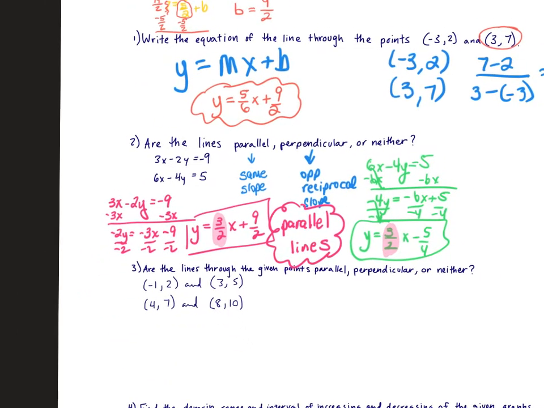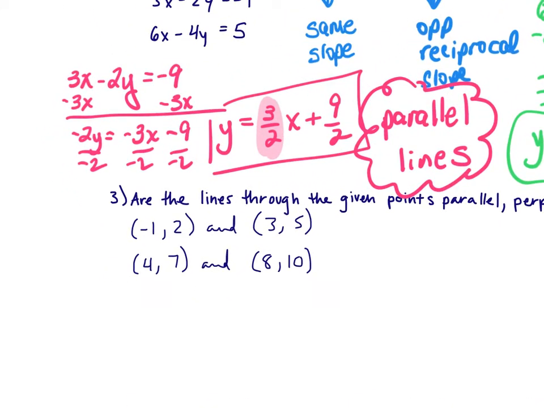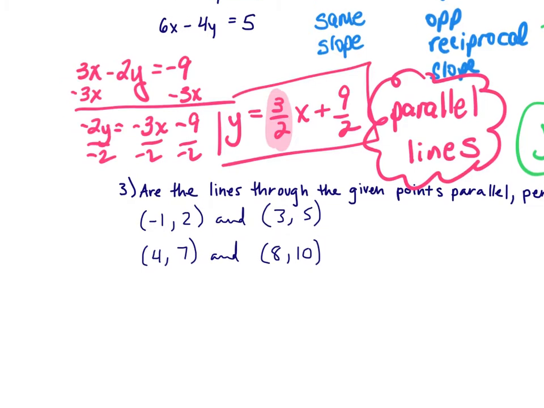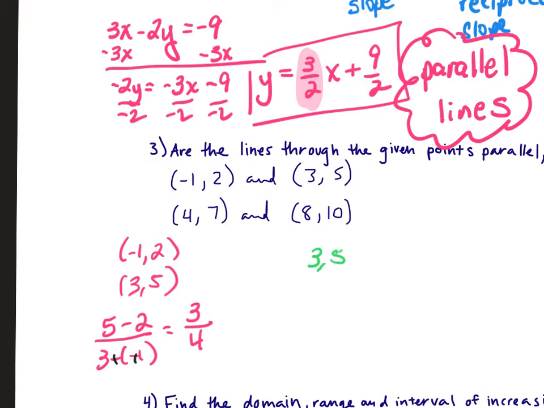All right, next question says, are these lines parallel, perpendicular, or neither? So this is where we just find the slope. I'm going to find the slope of the first pair. I like to write them on top of each other so I can see it better. So -1, 2, and 3, 5. So I have 5 minus 2, 3 minus -1. Did I get my signs right? 5 minus 2, 3. Okay, so I have 3/4. My next point is 3, 5, and 8, 10.